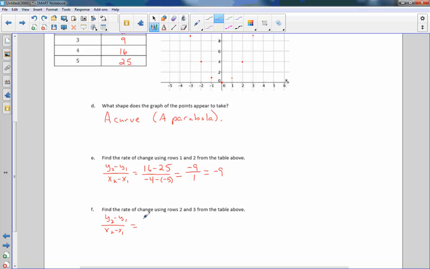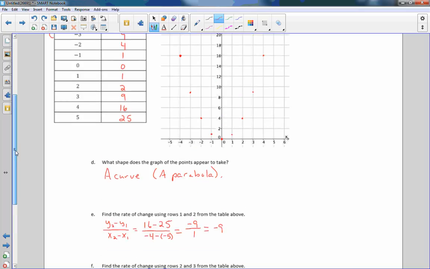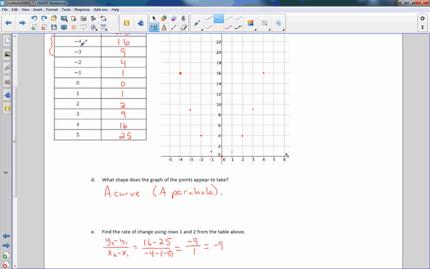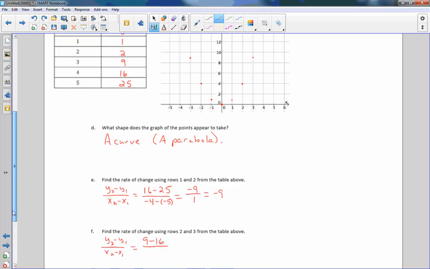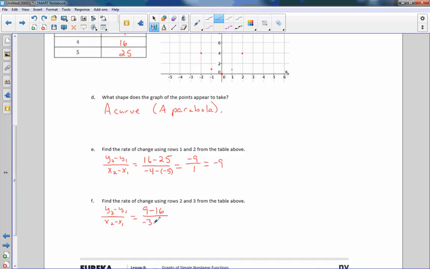So it's going to be 9 minus 16 divided by, and then I go up to the x's, and it's going to be negative 3 minus a negative 4. So 9 minus 16 is negative 7. And negative 3 minus negative 4 is negative 3 plus 4, which is 1. So that becomes a negative 7.